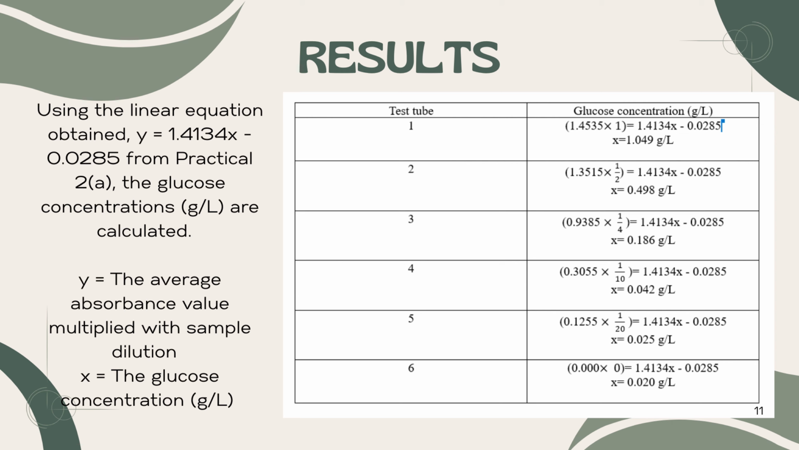sample. The results showed that the undiluted sample had the highest glucose concentration, while the more diluted samples showed progressively lower concentrations. This confirms that absorbance is directly proportional to glucose concentration, which is consistent with Beer-Lambert's law. Overall, the results demonstrate that the DNS method is effective and reliable for determining reducing sugar concentration in unknown samples.